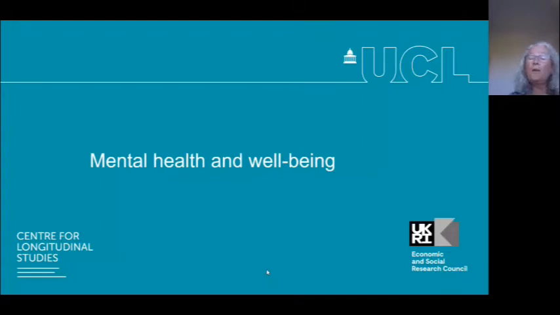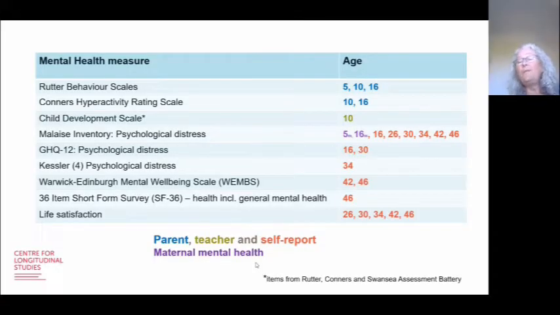There's also mental health data available in the BCS-70. In childhood, the Rutter behaviour scales were measured at 5, 10 and 16, and these are measures of emotional and behavioural difficulties. Also at age 10 and 16, the Connors hyperactivity scales were used, and these two measures were completed by the mother. At age 10, the child development scale, which consisted of the two scales I've already mentioned, Rutter and Connors, along with additional items from the Swansea assessment battery, was completed by teachers.